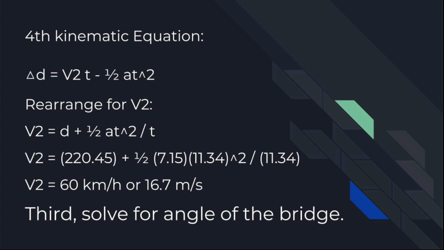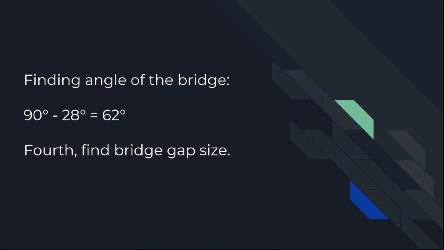We now want to sub this into the fourth kinematic equation to solve for v2. Our original equation is d equals v2t minus 1/2 at squared, which can be rearranged to solve for v2. We want to plug in all of our known values and solve. We will get a velocity of 60 kilometers an hour, which will equal out to be 16.7 meters per second.